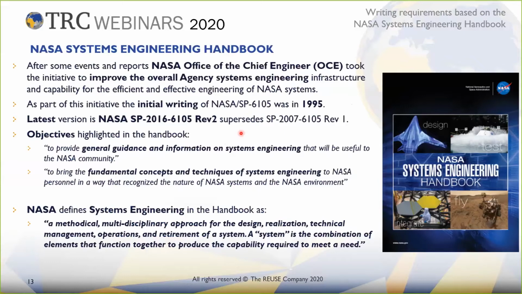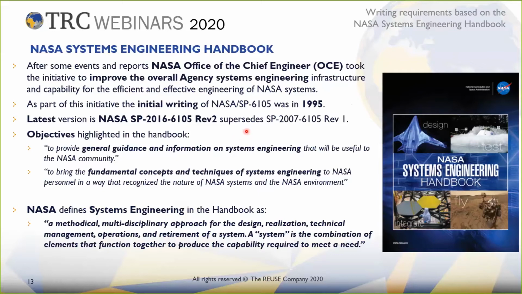This NASA handbook was created after some events and some reports by the NASA Office of Chief Engineer. They took this initiative to improve the overall agency systems engineering infrastructure and capability to do efficient and effective engineering as an agency. The handbook was initially written back in 1995, and the latest version is from 2016.